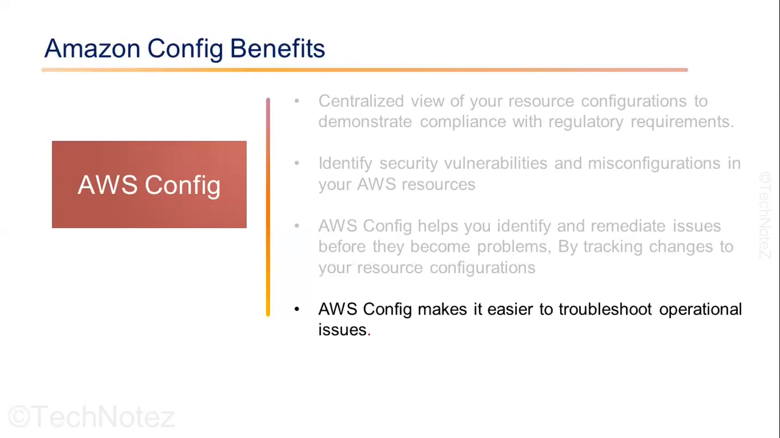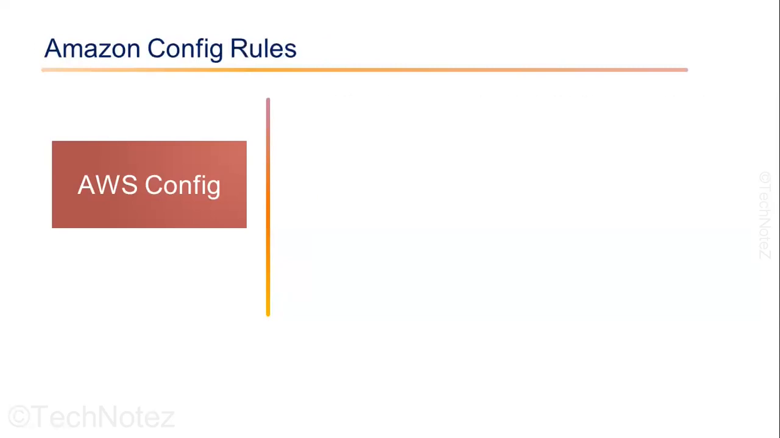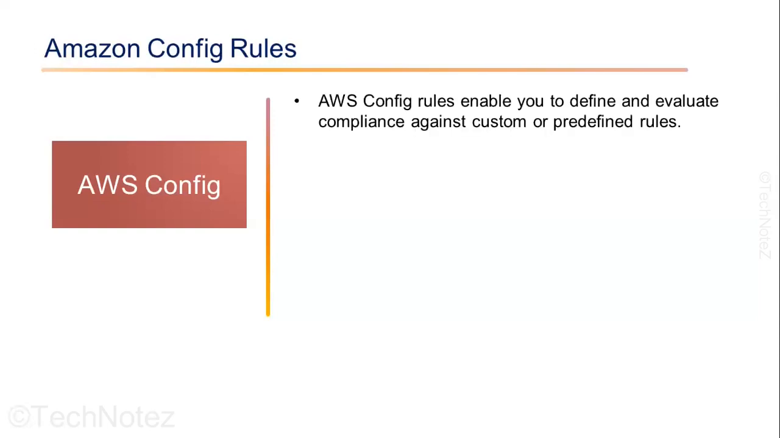Simplify troubleshooting: with detailed tracking of configuration changes, AWS Config makes it easier to troubleshoot operational issues. Config rules are the most important tool of the AWS Config service. AWS Config rules enable you to define and evaluate compliance against custom or predefined rules. You can evaluate the configuration of your resources based on the rules that you have created.